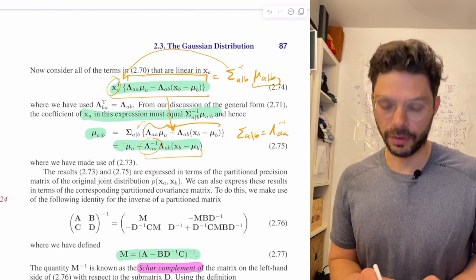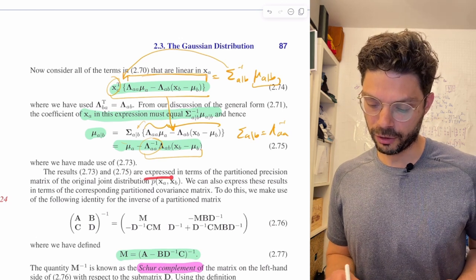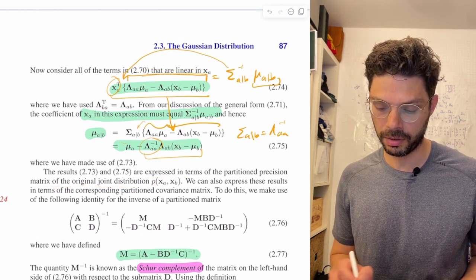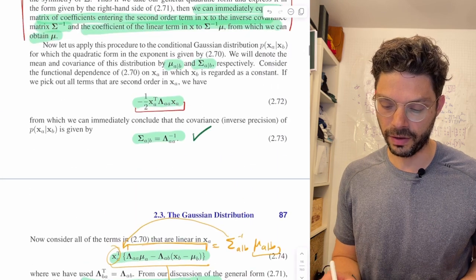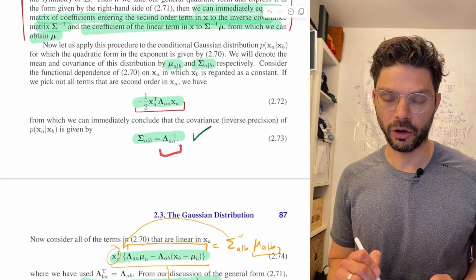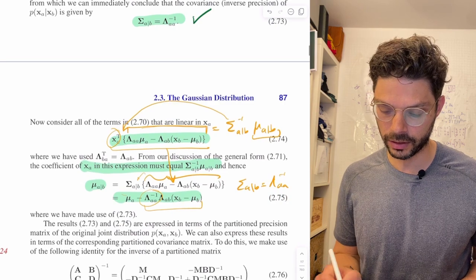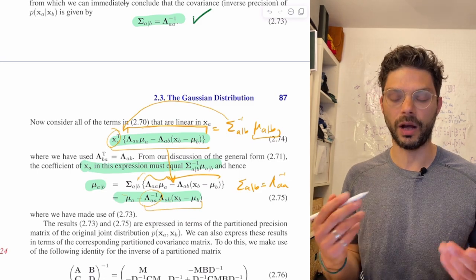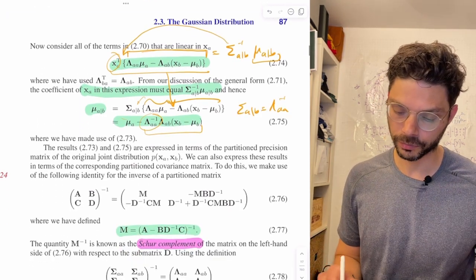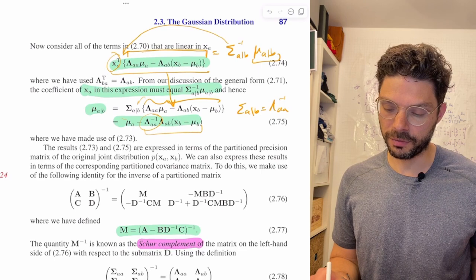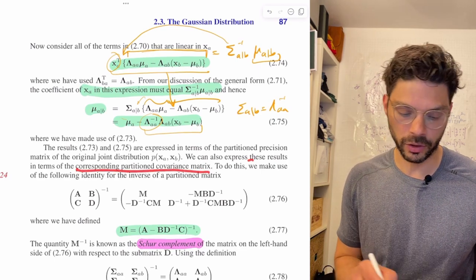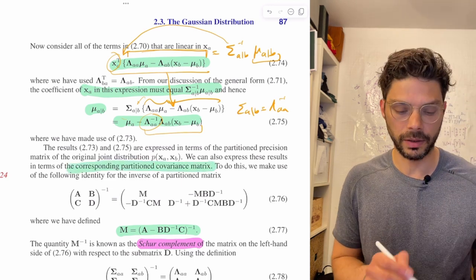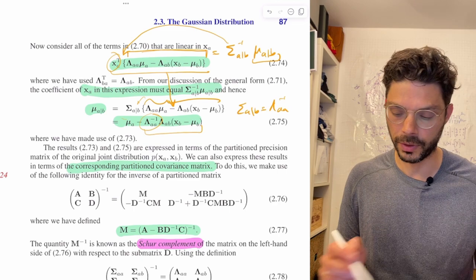All right, so the results are expressed in terms of the partition precision matrix of the original joint distribution P of xa. So essentially, this covariance comes in terms of the precision of the original matrix. This mean update is, again, in terms of precisions. Can we talk about it now in terms of covariances? We can also express these results in terms of the corresponding partition covariance matrix. So let's highlight that, that's an important bit. That's what we're going to be doing.